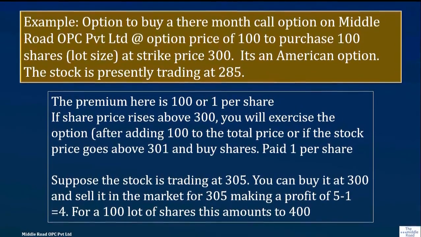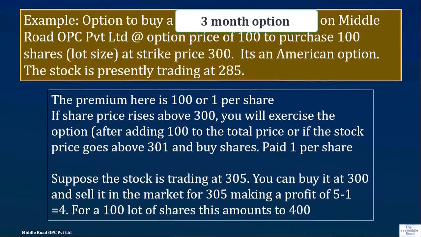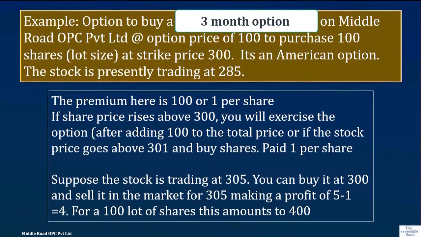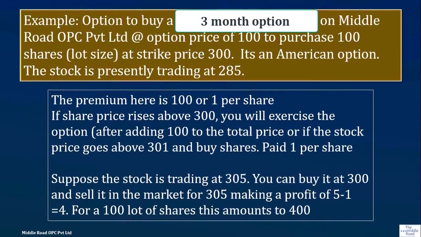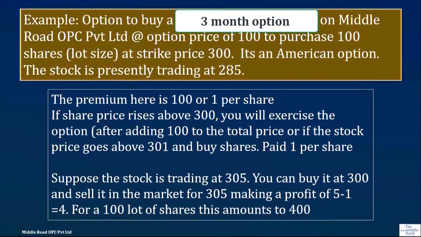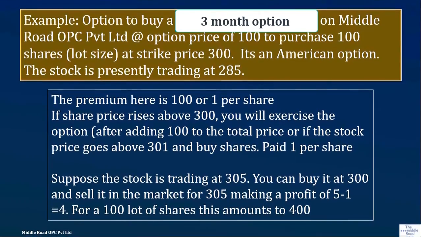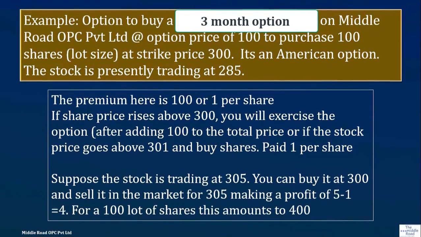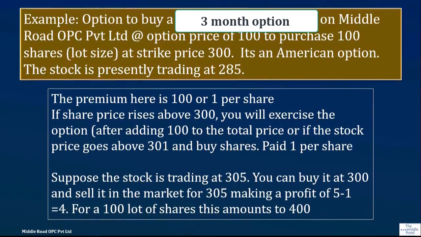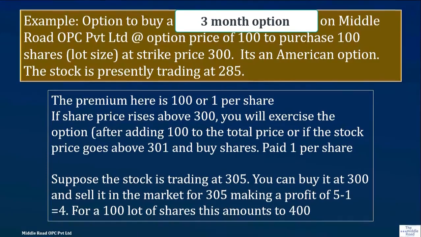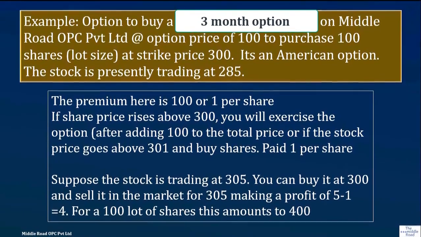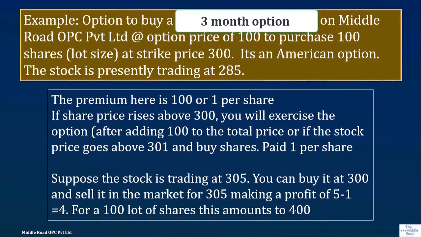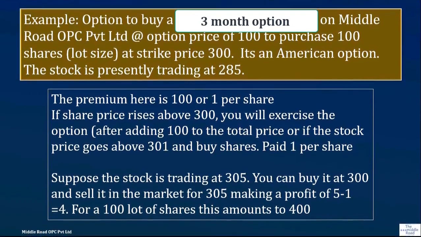It's a 3-month option to buy shares of Middle Road OPC Private Limited. It's a hypothetical example. Middle Road OPC Private Limited is my company. To be buying an option, usually you don't buy on one single share, you'll have a lot of shares. Out here I've just considered 100 as a lot of shares. You're paying a premium of 100 to purchase a lot of 100 shares at a strike price of 300. Share price right now is trading at 285, and this is an American option. Basically you can buy and sell any time. It's a 3-month option.